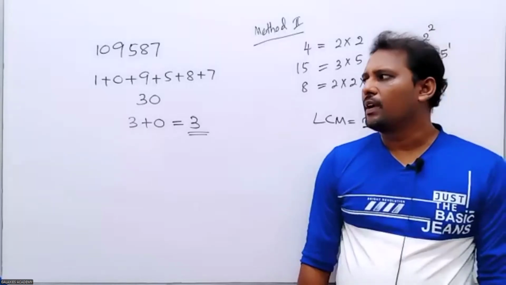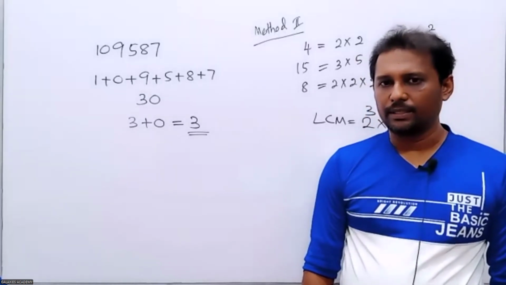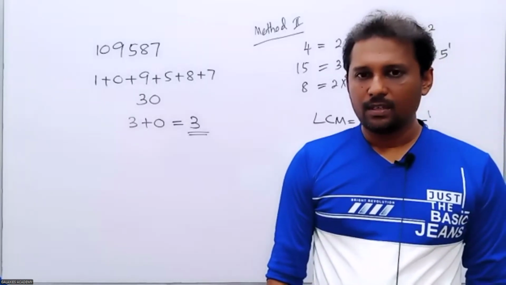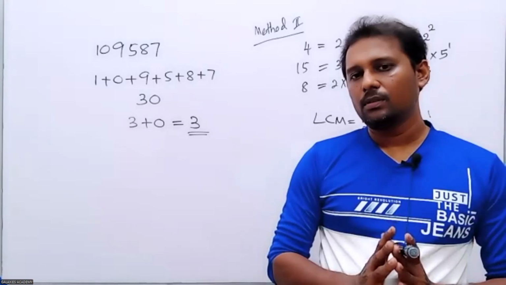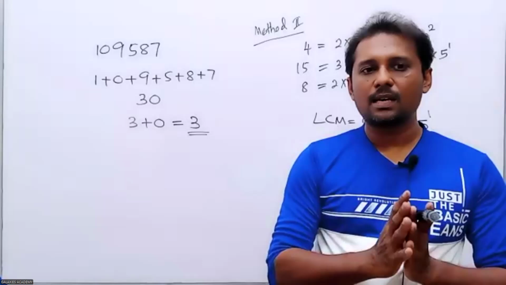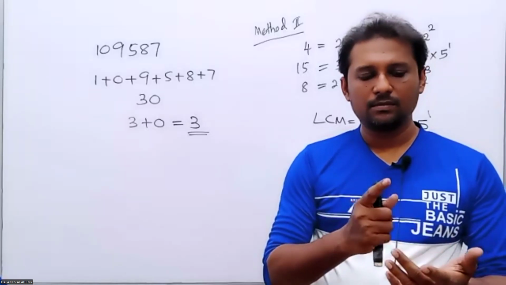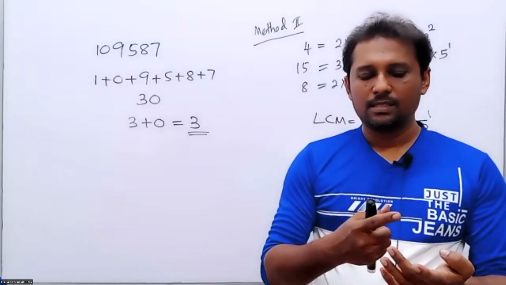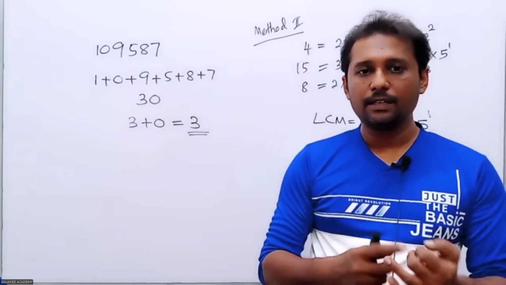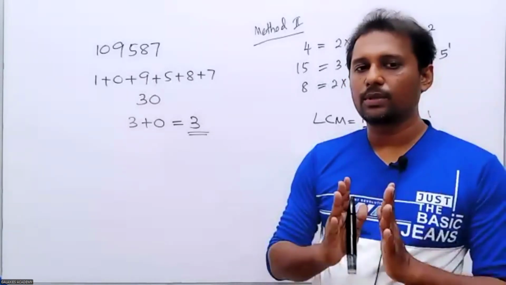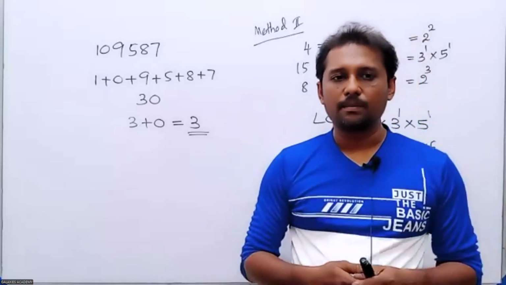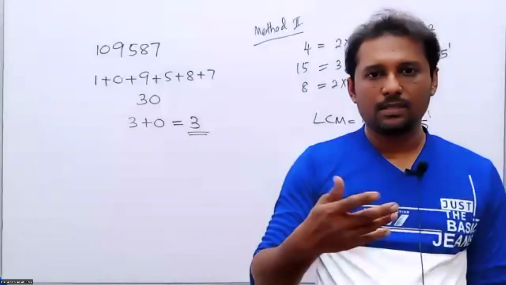Why do we have to find the digital root? What is the importance of it? For what do we have to find the digital root? The digital root is important to determine whether numbers are divisible by 3, 6, 9, right? Without dividing, you can check if you find the digital root. Those numbers are divisible by some values.